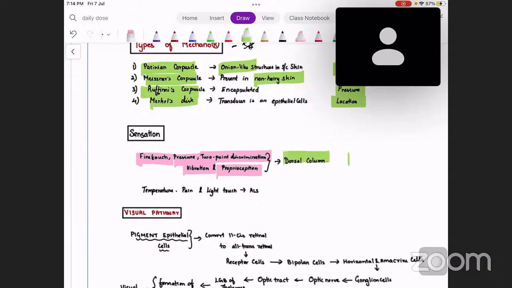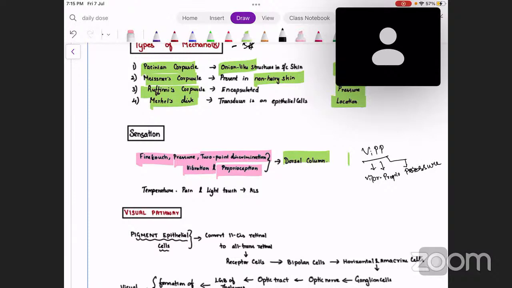So I used to remember it with the mnemonic VIPP: vibration, proprioception, and pressure. Most people often confuse the double P with pain. No, pain cannot be carried out by the dorsal column. Vibration, proprioception, and pressure.